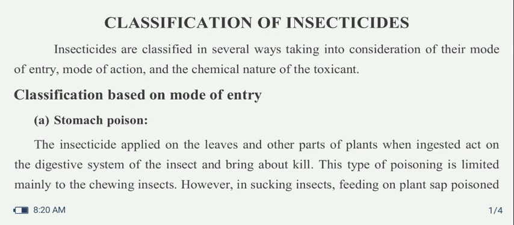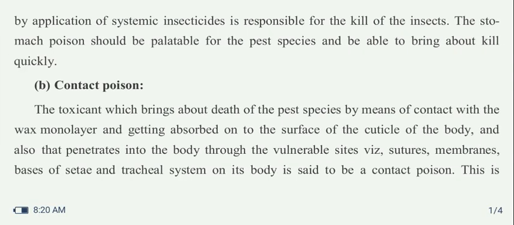Stomach poison. The insecticide applied on the leaves and other parts of the plants, when ingested, acts on the digestive system of the insect and brings about kill. This type of poisoning is limited mainly to chewing insects. However, in sucking insects, feeding on plants poisoned by application of systemic insecticides is responsible for the kill of the insect. The stomach poison should be palatable for the pest species and be able to bring about kill quickly.